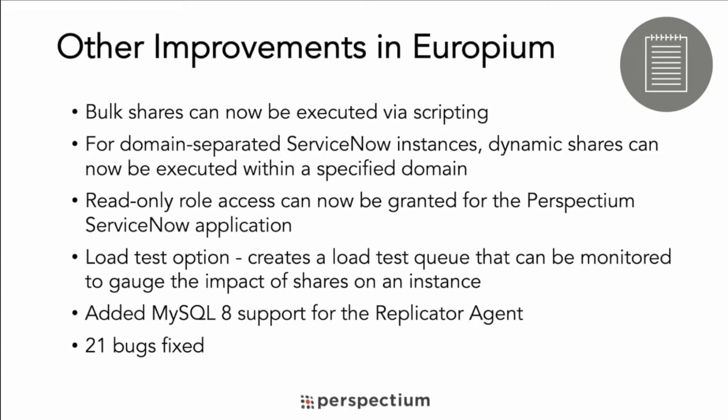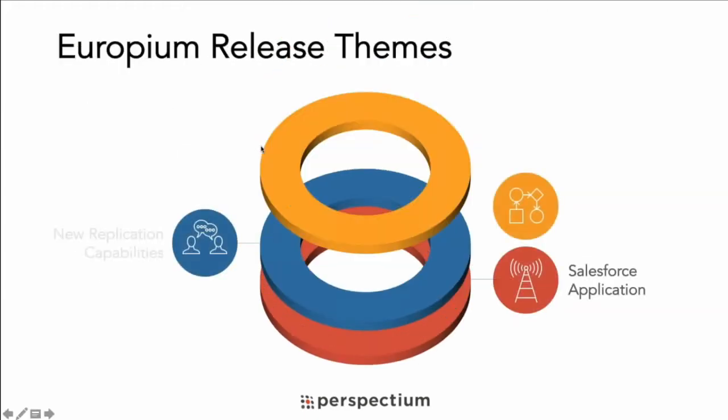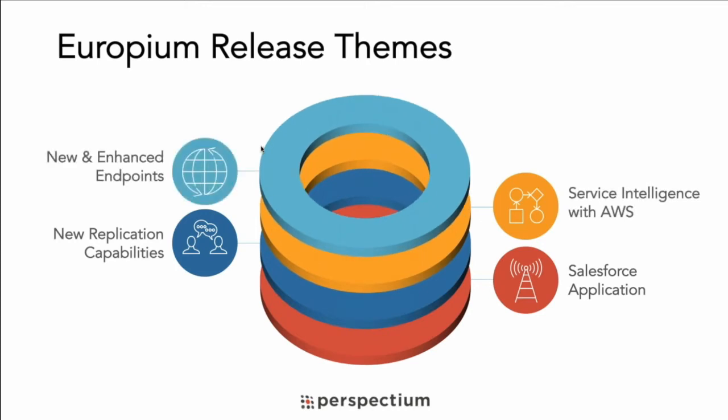All right. Great. So for the most part, that is the Europium release. Let's just recap those themes. Of course, we talked about the new and enhanced endpoints for Freshservice and Freshdesk, and also for Splunk and for Surewell. We talked about the service intelligence offerings with AWS, some of those new replication capabilities, and of course the new Salesforce application, along with some of the other things that we covered off there.